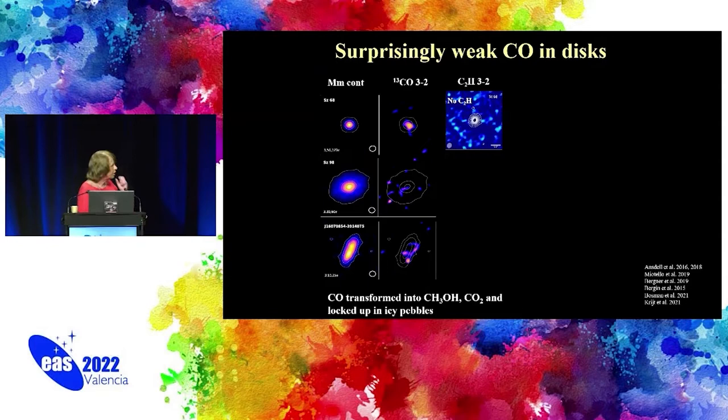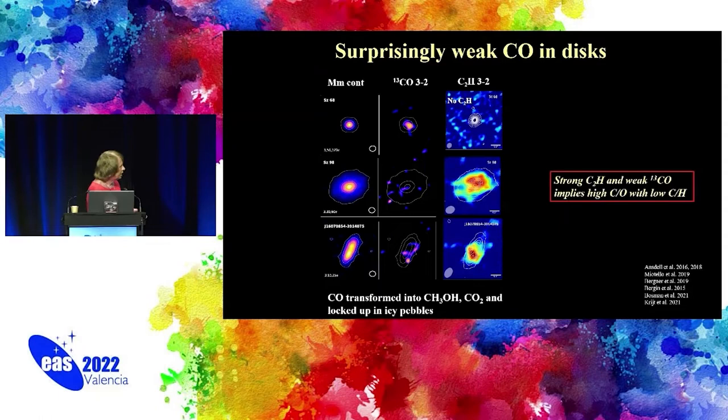Well, we can test it with a molecule that is actually sensitive to this carbon depletion. That's C2H, which has two carbon atoms, so it's very sensitive to how much carbon you have in the gas. This is the case where we actually detect no C2H. What you see here is the continuum. But these are two other disks, with almost no CO but very strong C2H. That is a condition that clearly implies a high carbon over oxygen ratio, even though it is a rather low carbon abundance. So a very nice diagnostic of what is going on.